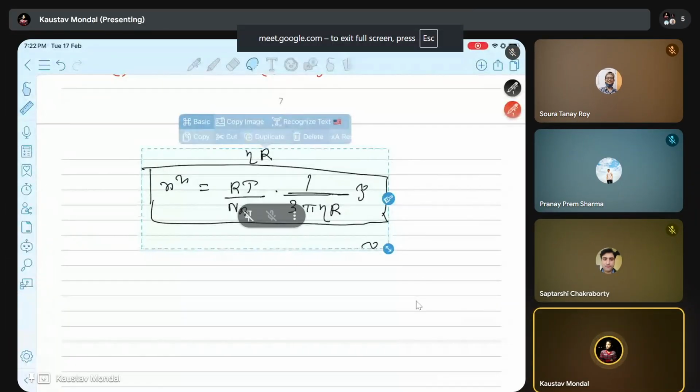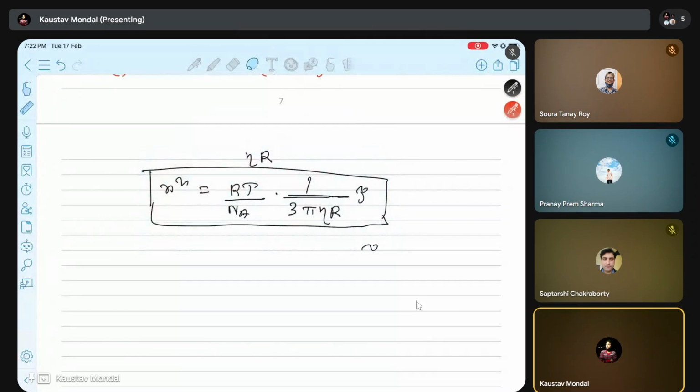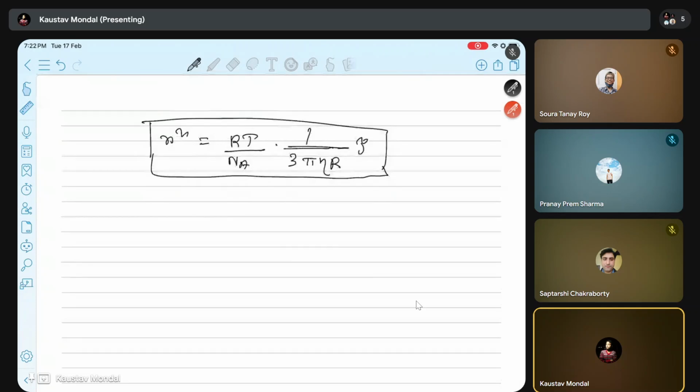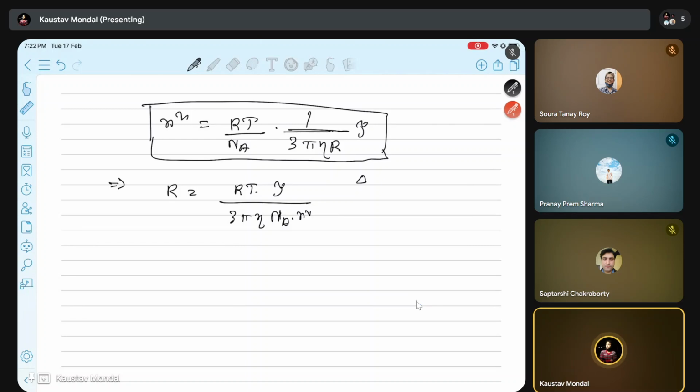Yeah, so some connection issue. Okay, so in a similar way, this expression you have to use here, the expression that we previously derived. So R is RT by tau into 3 pi eta N_A into r square. Everything, you just have to convert into particular units, right?